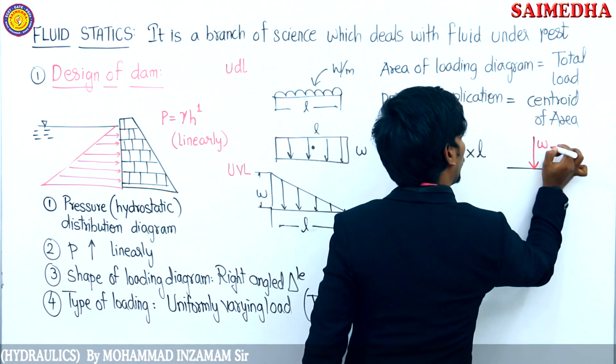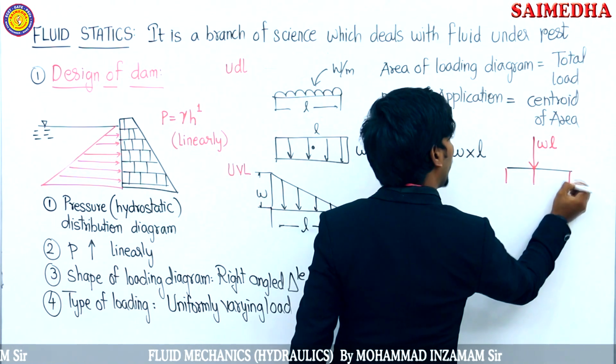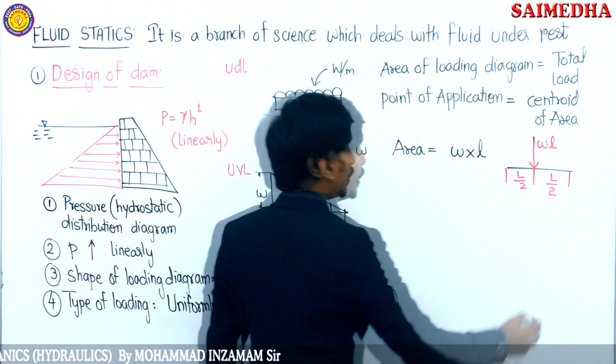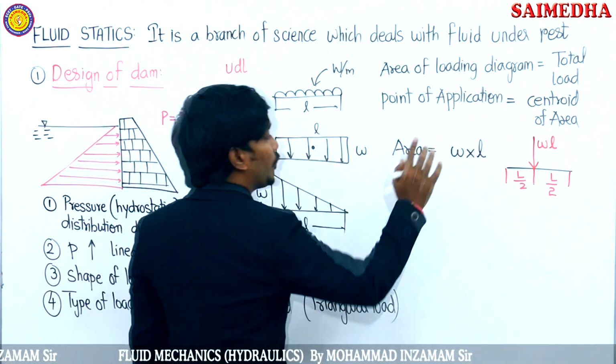Observe here, guys. This is the diagram that we are going to focus on. Converted into point load, total load is W into L. Where is it going to act? It is going to act at the center, that means at a distance of L by 2. That's how you have converted the UDL into a point load.